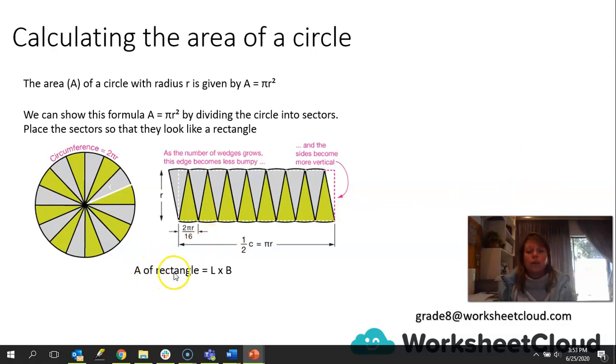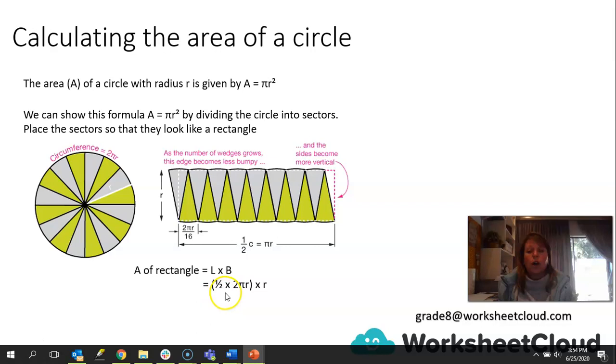So A, the area of the rectangle, is L times B, right? So if L is half of 2 pi r, because remember, the circumference of a circle is 2 pi r, then the length is half of 2 pi r, times the radius, because the radius would be that, as where I'm pointing to now, from your circumference to the middle point. So here it would be that. All right, everybody understand? So then your area of the rectangle is half your circumference times your radius.